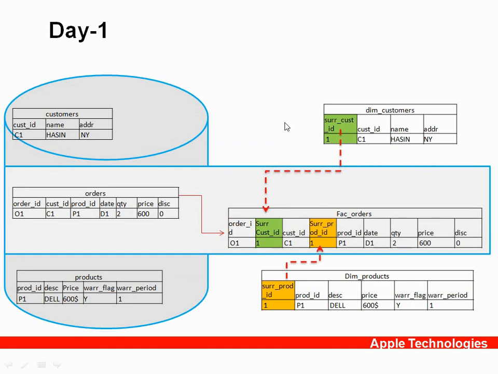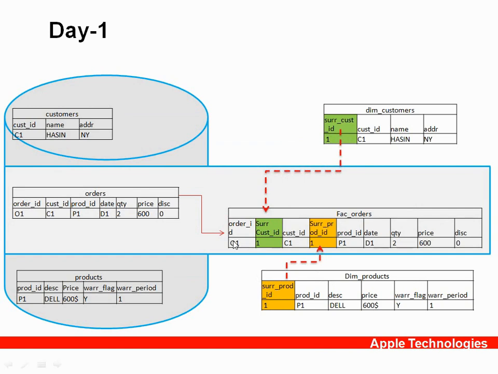Who will be the primary key in your dimension table? Surrogate key is the primary key. Okay, so in this table, who is the primary key? Surrogate key. In this table, who is primary key? Surrogate key. Okay, so now I am taking this data and putting into this table.